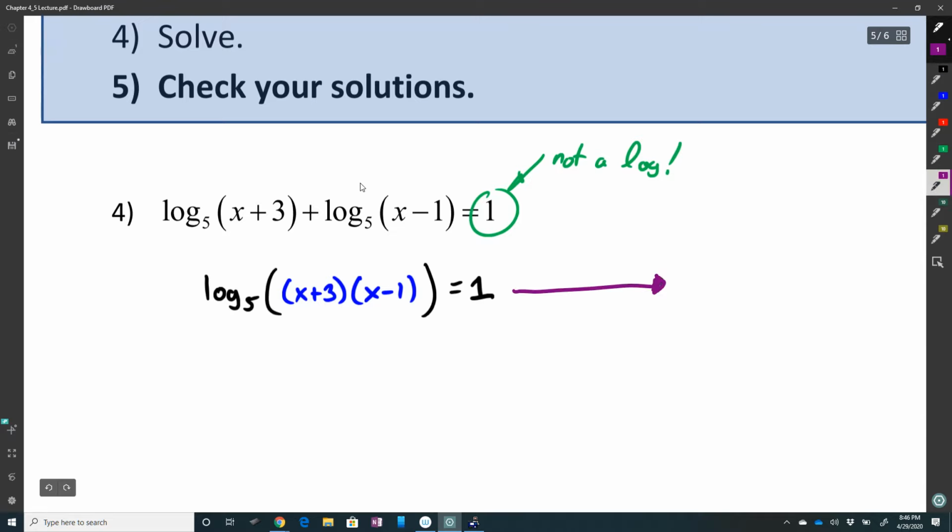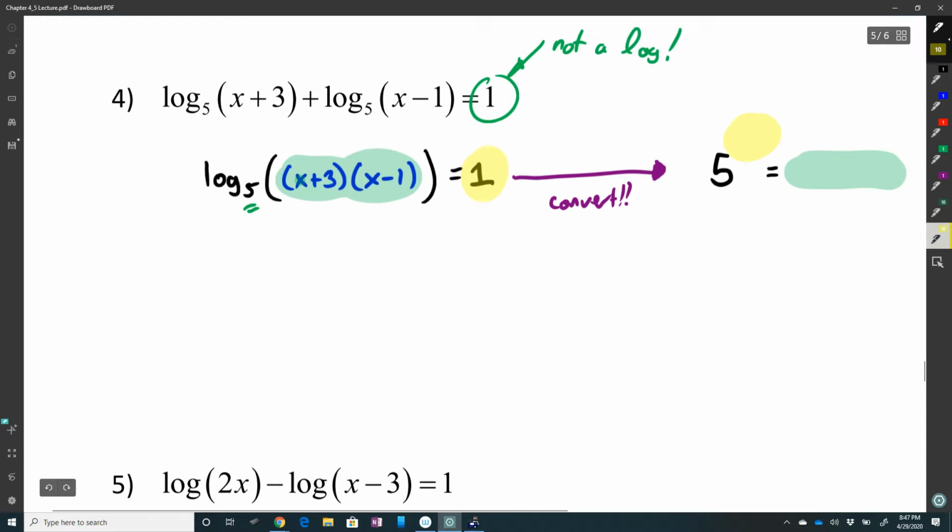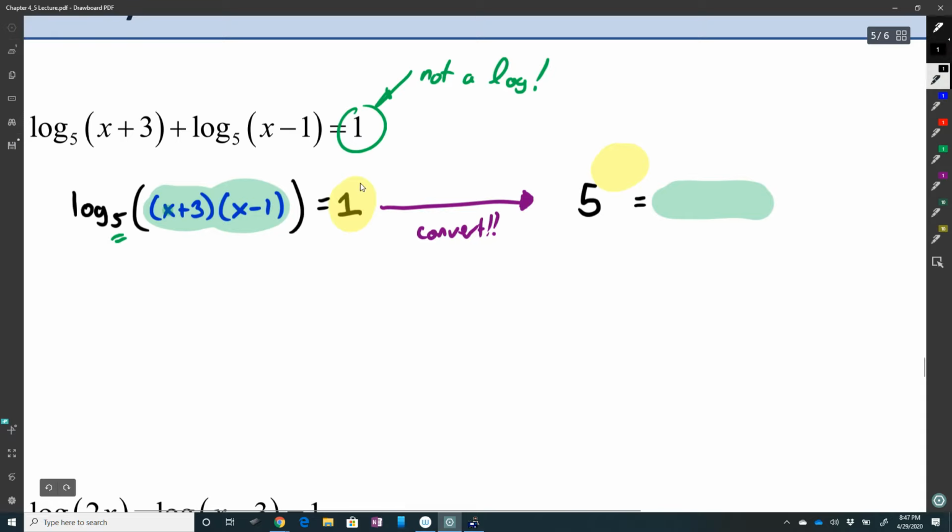Now we convert. So when I convert, my base is 5. So this is going to be 5. The inside becomes the answer, and the answer goes on the inside. And for exponentials, the inside is the exponent. So I have 5 to the 1 is equal to x plus 3, x minus 1. And notice we end up with a quadratic.